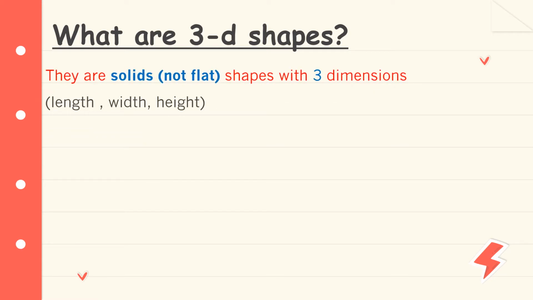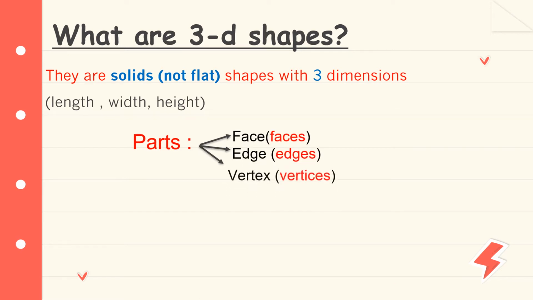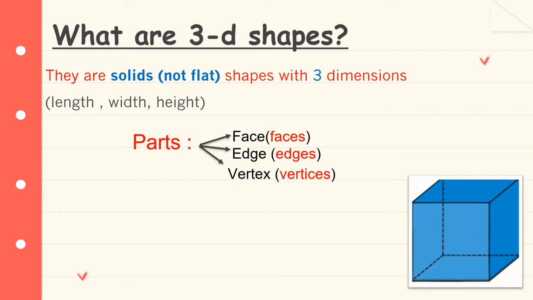Solids, not flat. What is the meaning of solids? That you can catch it with your hands. You can open it and put something inside it. So they are solids, not flat shapes, with 3 dimensions: length, width, and height. They have 3 parts: face or faces, edge or edges, vertex or vertices, like this shape.